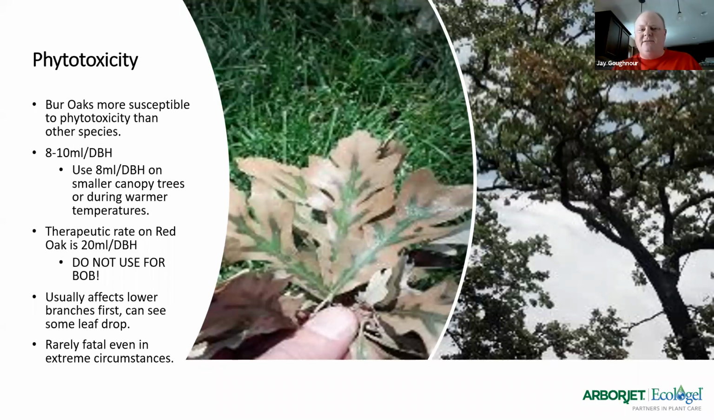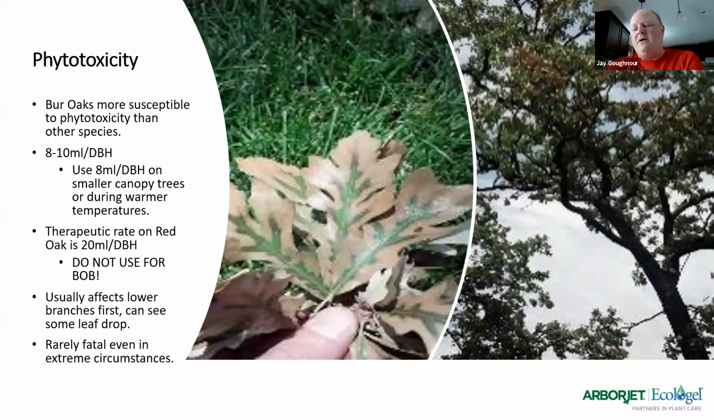So the phytotoxicity is going to turn these leaves brown on the outside edges, and sometimes they do fall off the tree. The good news is I have not seen phytotoxicity be fatal to a tree, and I've seen some pretty extreme circumstances. I saw one tree that had less branch structure than this one on the right, and he actually misread the label and did a therapeutic rate for red oak, which is 20 mils. So in a tree where I would recommend 8 mils, he put 20.